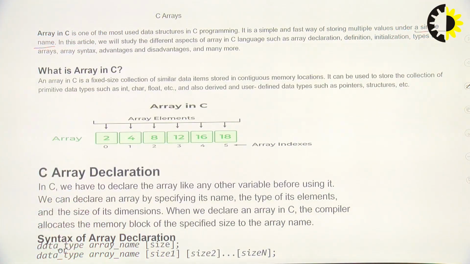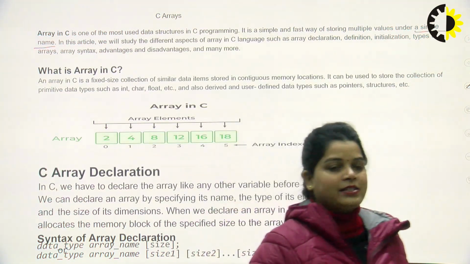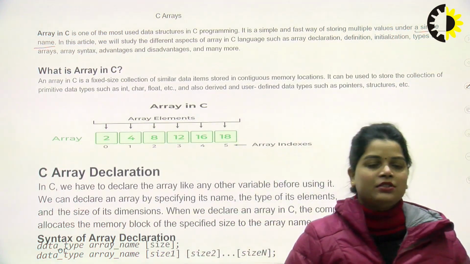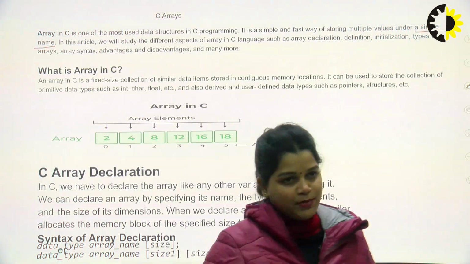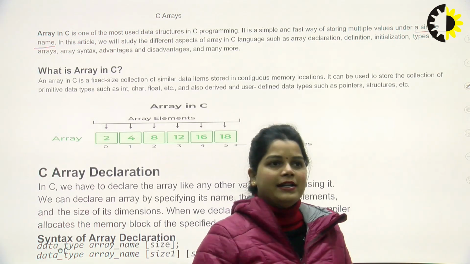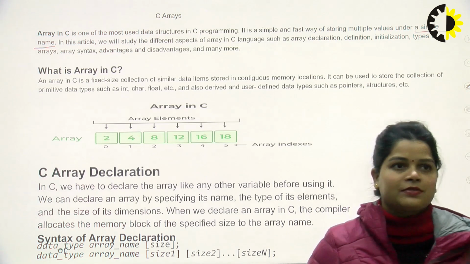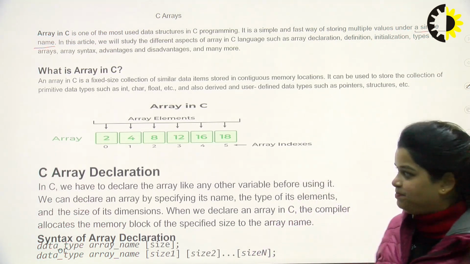In this article, we'll study the different aspects of array in C, such as: 1, array declaration; 2, definition; 3, its initialization; 4, types of array; 5, array syntax; 6, advantages and disadvantages. Okay. Now let's first see what is an array.